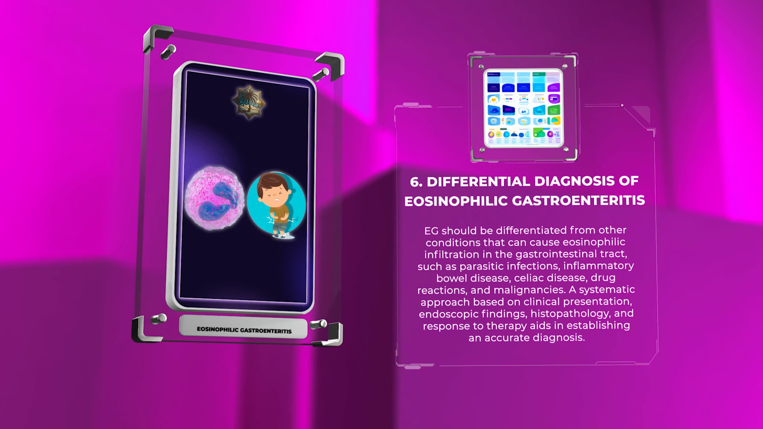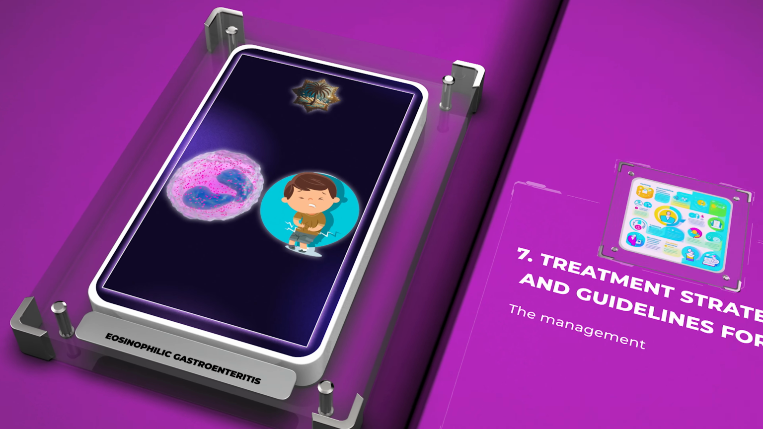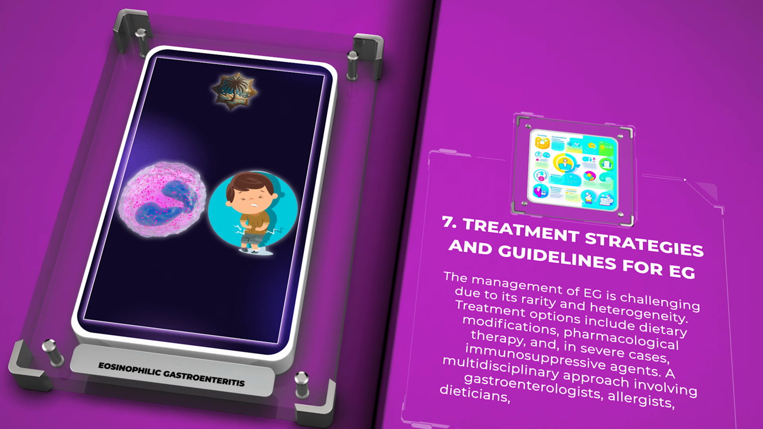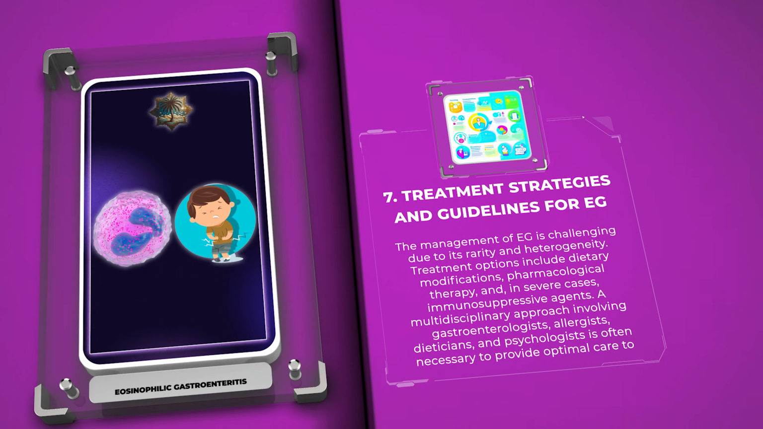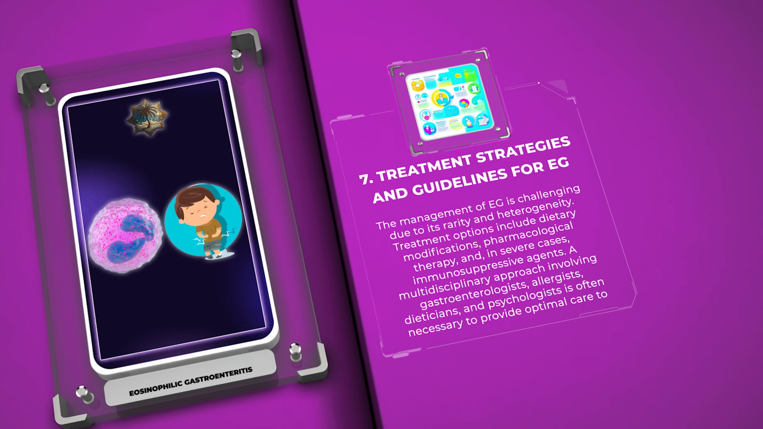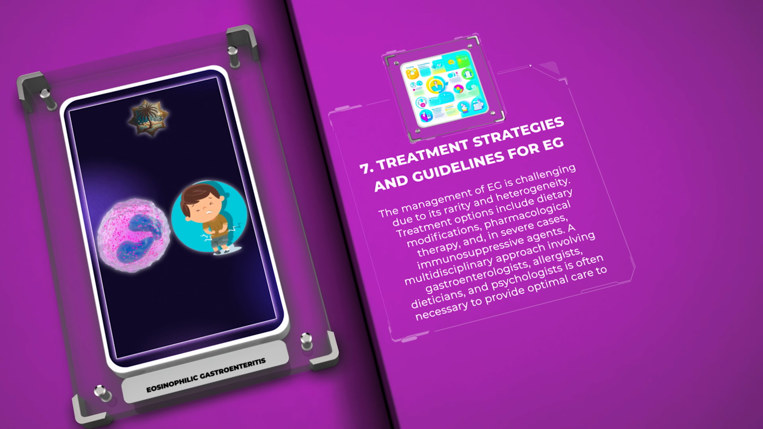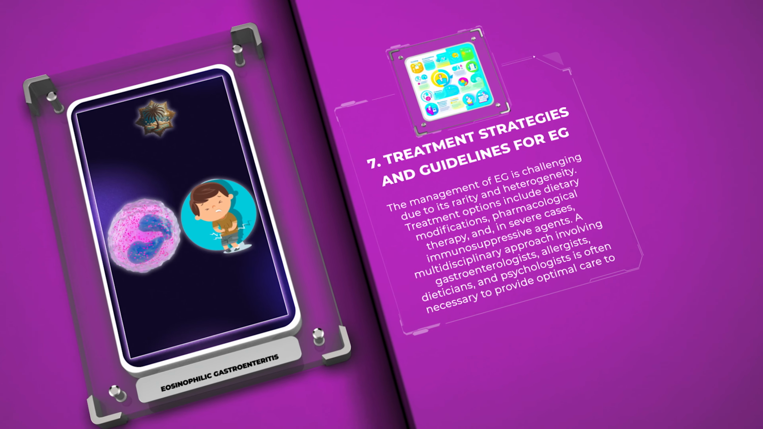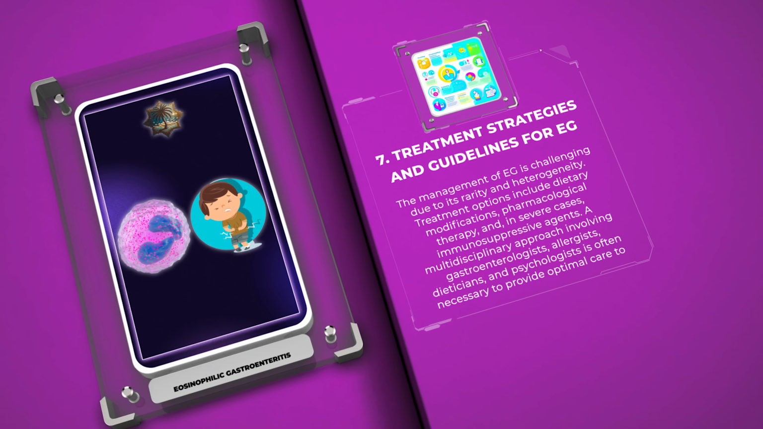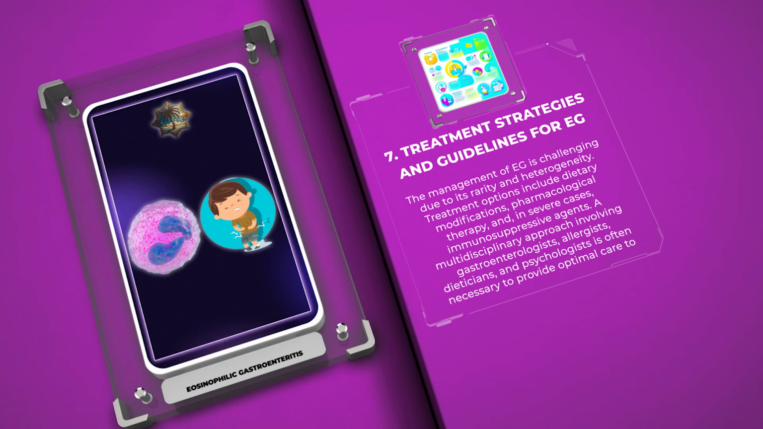The management of EG is challenging due to its rarity and heterogeneity. Treatment options include dietary modifications, pharmacological therapy, and, in severe cases, immunosuppressive agents. A multidisciplinary approach involving gastroenterologists, allergists, dietitians, and psychologists is often necessary to provide optimal care to patients with EG.